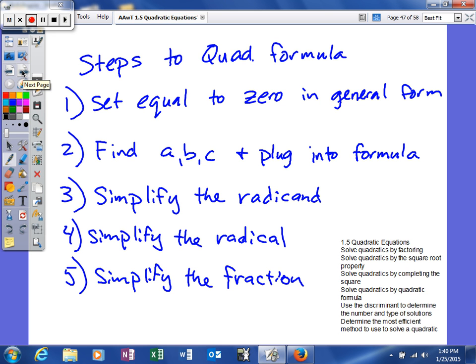First thing is we need to set equal to 0 in general form, find a, b, and c, and plug into the formula. And then the last three are the important ones, because those are the things that are going to mess you up a little bit. First thing we're going to do is simplify the radicand. We'll talk about that here in a little bit, how it has a different name when you're using the quadratic formula. It's called the discriminant. Then we're going to simplify the radical, and then we're going to simplify the fraction. So again, there's a lot of places you can make mistakes, so just be very careful.